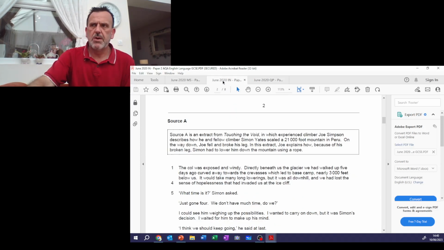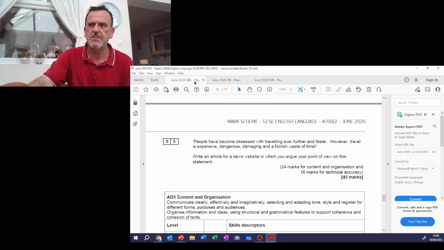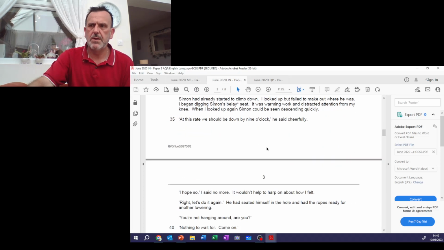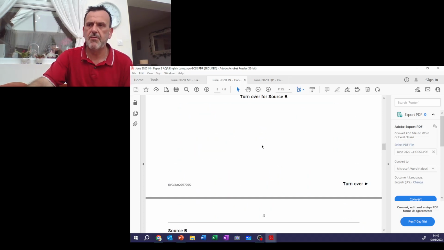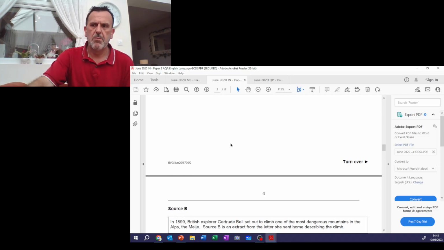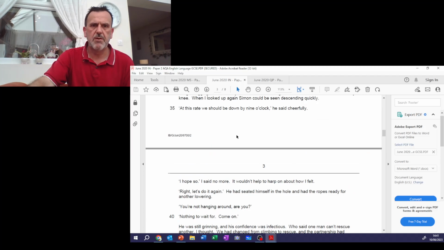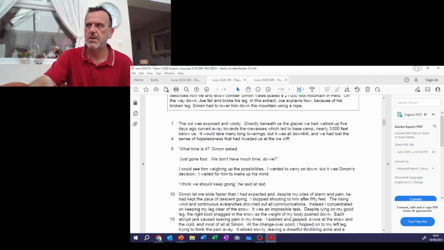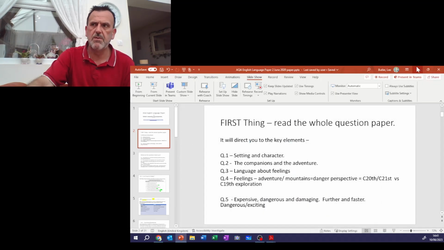And if you look at the inserts, they are from Touching the Void, a very famous book by Joe Simpson, who has suffered a horrific injury and was dragged down by his mate and survived. And the second one is, obviously, because that's the modern one, you have one written in the 1900s. At the very end of the 1900s, 1899, you have Gertrude Bell, who went up the Alps. So obviously they're both about going up a mountain, but one's written in 1899 and one is written in one era. So you immediately have that distinguishing feature that in the old days things are very different.